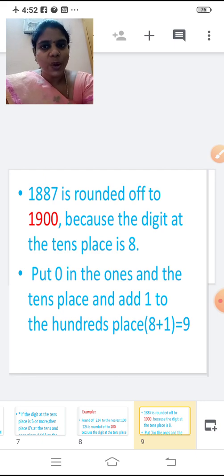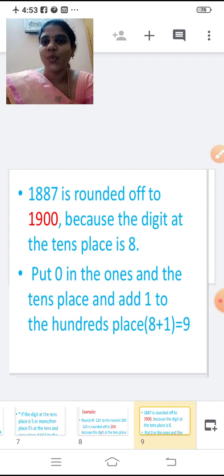1887. Now tell me how to round off this number. What digit you have to see now? Ones place? No. So we have to see the digit at the tens place, isn't it? So what digit are we having in the tens place? 8. 8 is greater than 5. If it is 5 or greater than 5, what you have to do? Place zeros at the ones and the tens place. So I am placing zeros at the ones and the tens place. Then we are going to add 1 to the digit at the hundreds place.